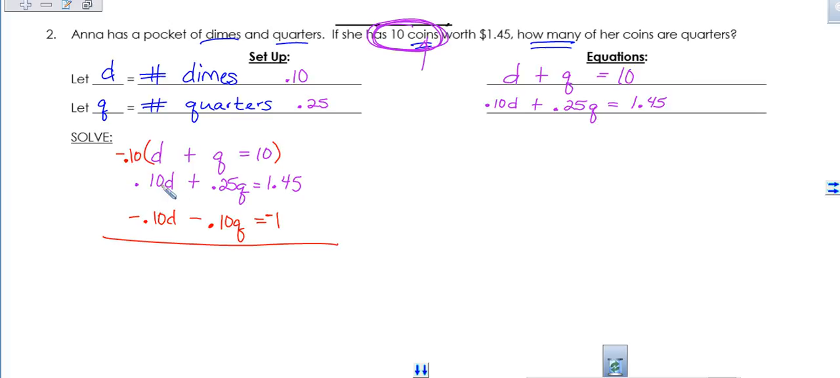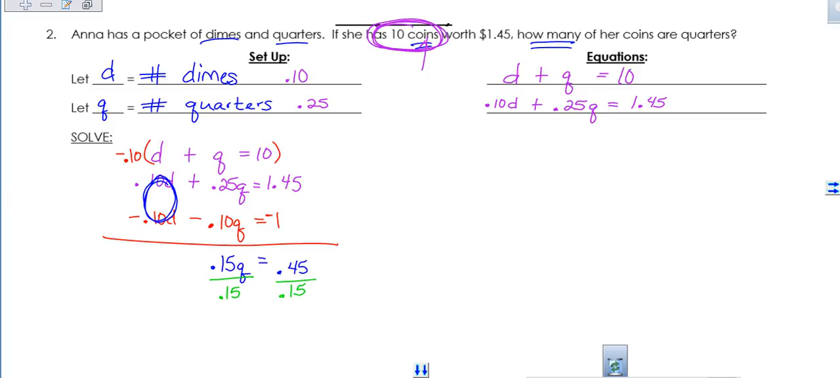So now 0.10 and negative 0.10 are opposites. Okay? And 0.10 minus 0.10 is 0. And then 0.25 minus 0.10 is 0.15 Q, and it's positive because 0.25 is bigger. And then $1.45 minus a dollar leaves us 45 cents. Okay? So now we'll go through and divide by 0.15 on both sides.